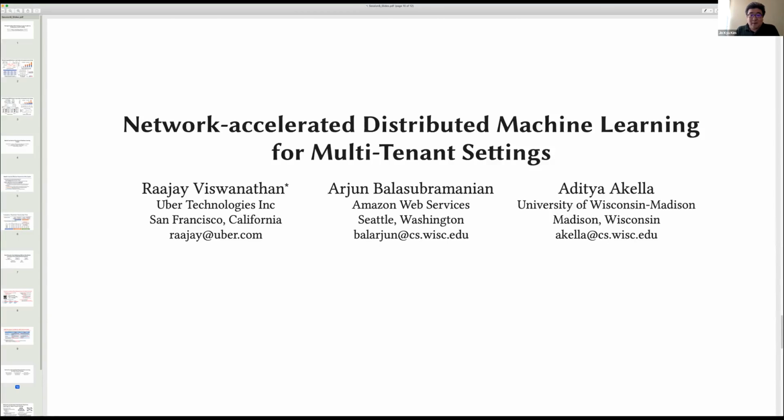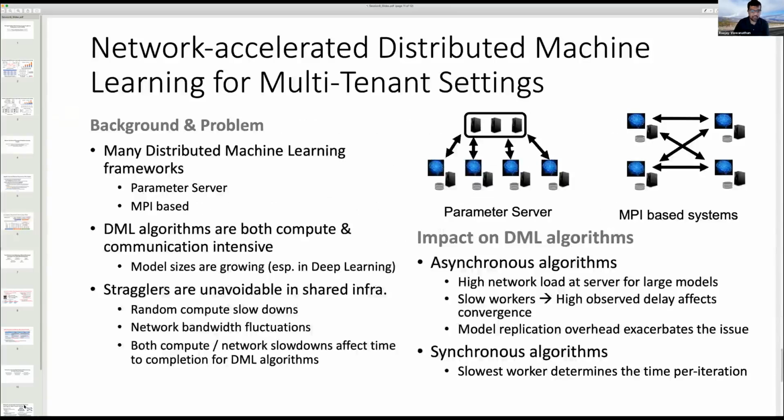Thanks, Jen, for the introduction. So today I'm just going to present a really quick overview of our work on accelerating distributed machine learning for multi-tenant settings using a communication framework library called ML Fabric.